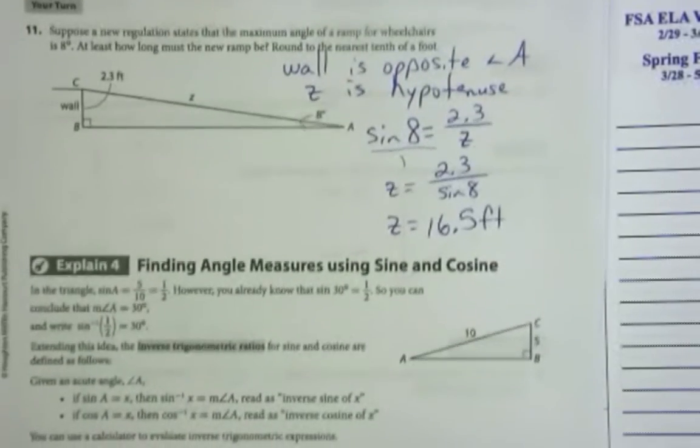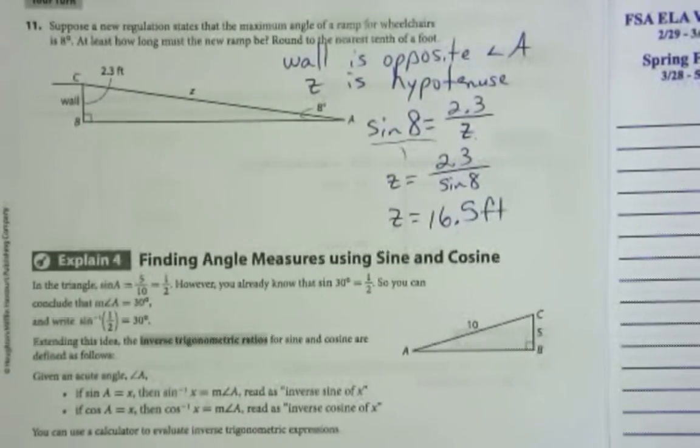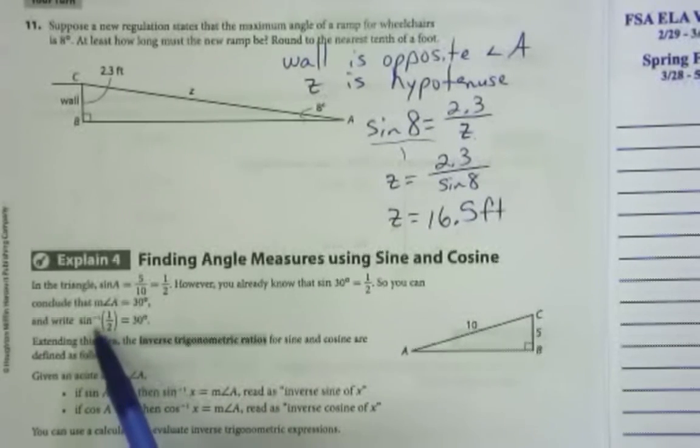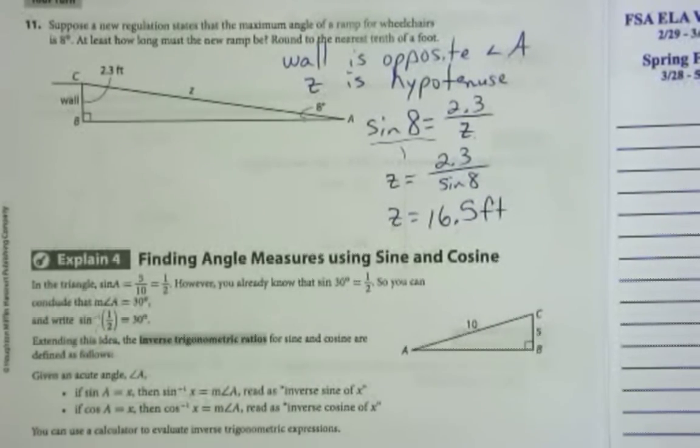In the next example, just like what we did in the tangent ratio video, we're going to use the inverse trig ratio in order to find angle measures. So remember, you use the regular sine, cosine, or tangent to find a segment length, but you use the inverse function to find an angle measure.